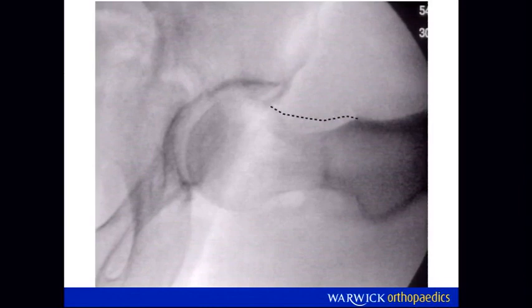If I mark out where the profile was before, you can see the bone that's been removed, and in this case that was about 9 millimeters at maximum depth. But you can see it goes right out to the point where the capsule inserts into the intertrochanteric line, and sometimes I'd even lift up the capsule and go further lateral.